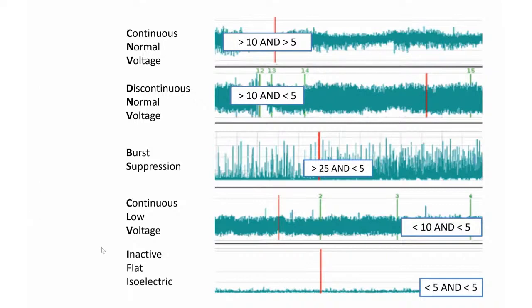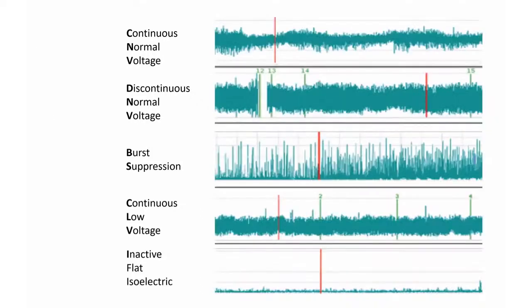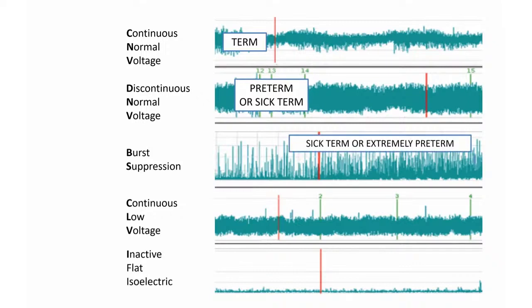So when do we expect to see these? And I always think it's important that you think about, when do I expect to see these? Because then you can really quickly pick up on the normals and the abnormals. So continuous normal voltage, we expect to see this in our term babies, usually over 36 weekers. Our discontinuous patterns, we expect to see in our preterm babies. Not that we say it's normal, but we expect to see it sometimes in our sick term babies. Burst suppression, we see it in our very sick term babies, or sometimes we see a pattern that looks like burst suppression. This is for our extremely preterm babies.